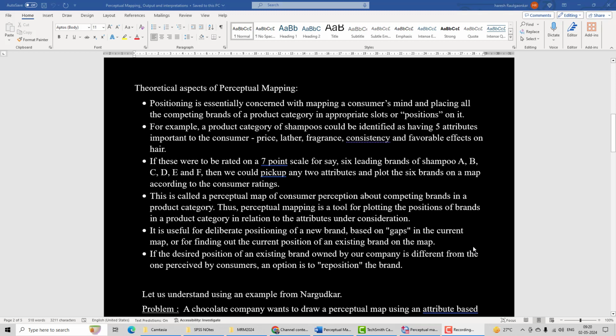For that, we may rethink the attributes of the product, or we may go for a new campaign, a marketing campaign or advertisement campaign, for that particular position improvement.